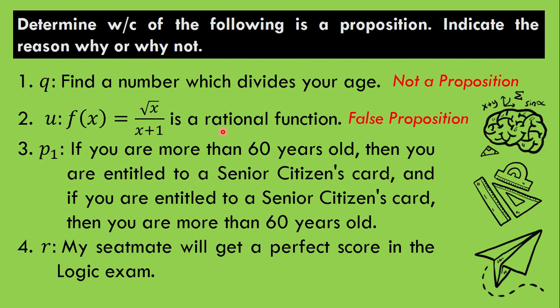There's an example here of a function and we determine what type of function it is. In this case, we have square root of x over x plus 1, which is not a rational function because we have a variable inside a radical symbol. By definition, a rational function should be a ratio of two polynomial functions. So therefore, this is a false proposition.